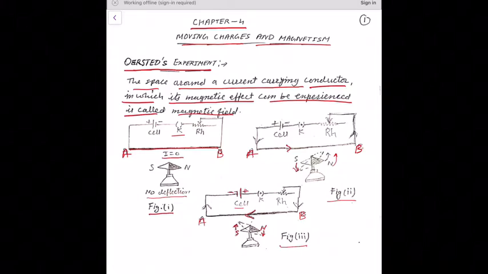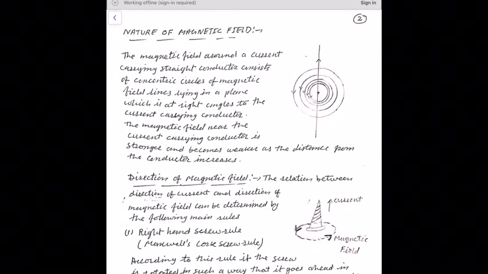This deflection increases by increasing current in the wire, and by taking the needle close to the wire. From this experiment it is clear that magnetic field arises due to current, which is due to moving charges, hence magnetic field develops by moving charges. It is clear? So next, nature of magnetic field.